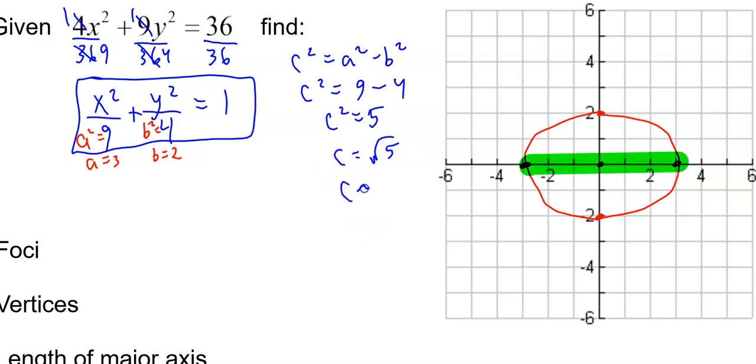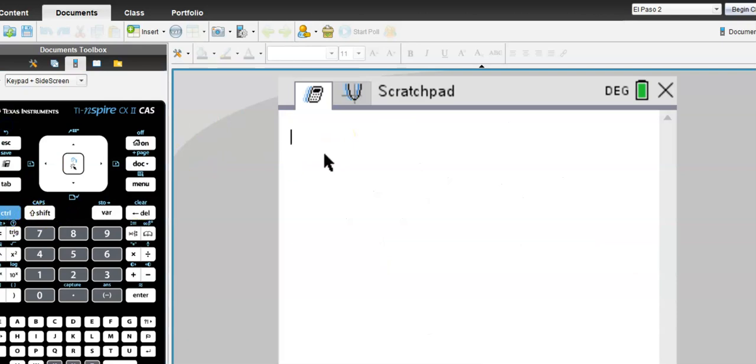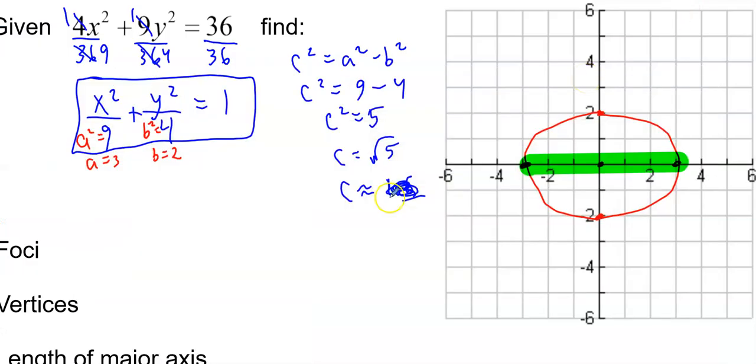So c is approximately equal to plus, let's see, 1 point something. Because, no, square root of 5. Let's just do that for a second in a calculator. So you get your scratch pad out, square root of 5, and press enter. 2.23. Sorry, had to be over 2. So 2.23 is approximately 2.2. So I'm going to go 2.2 to the right.